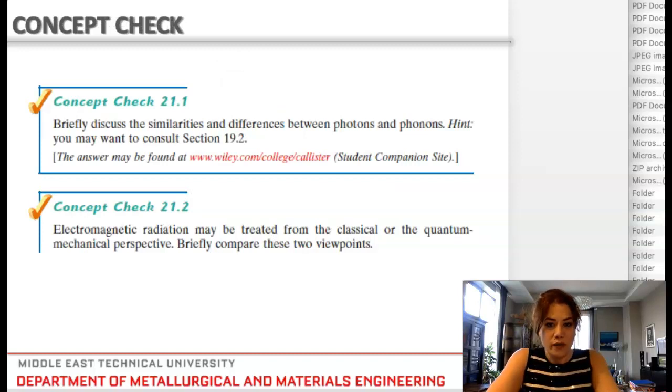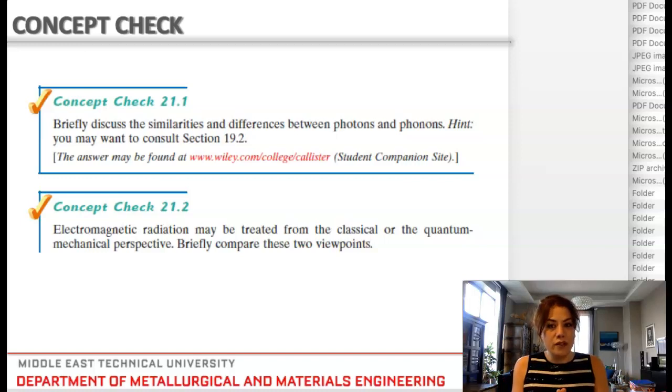Okay, so here are some concept check questions. Let's define a little more what is an electromagnetic wave, which is a photon, right? So the question is asking, briefly discuss the similarities and differences between photons and phonons. What is a photon? What is a phonon? Photon is the specific electromagnetic radiation that we just talked about, light, right?